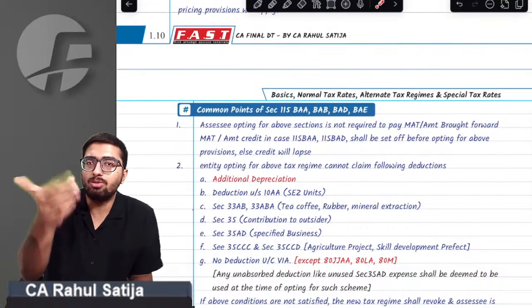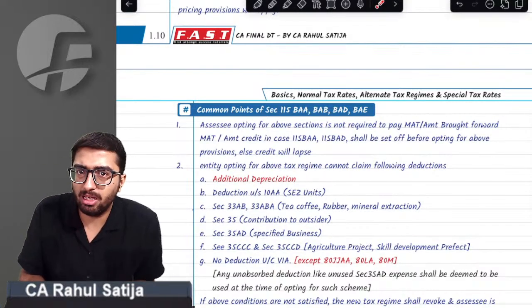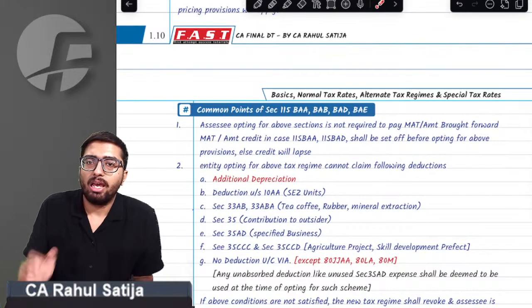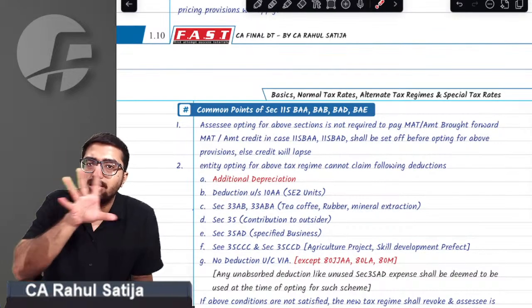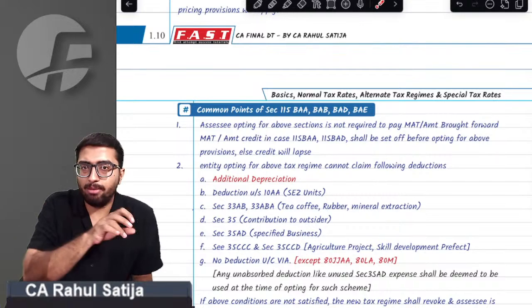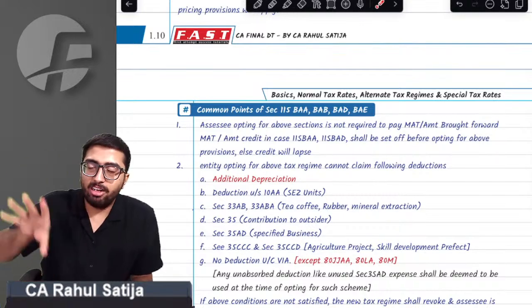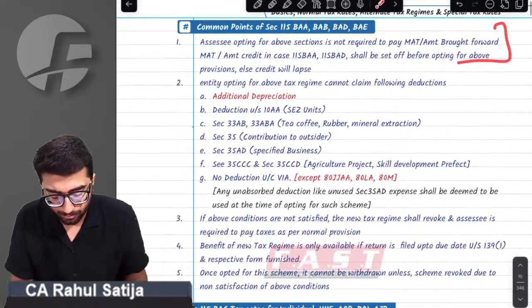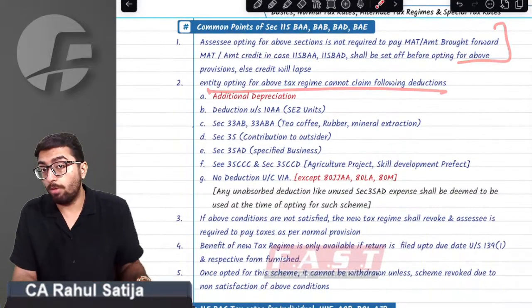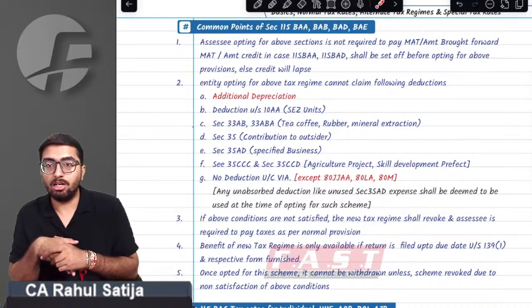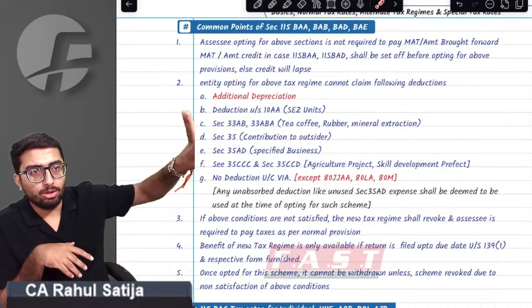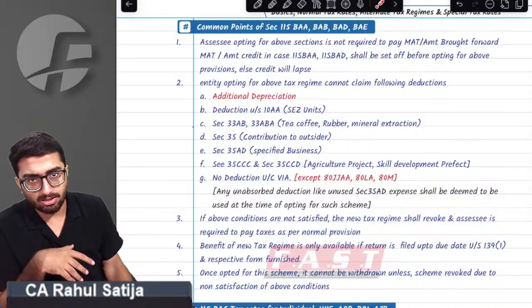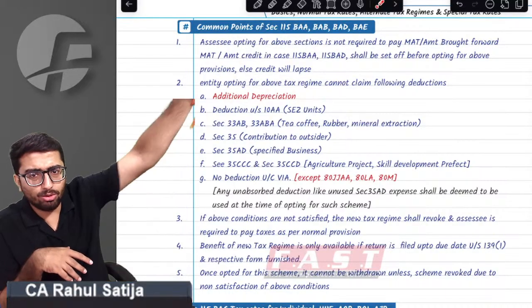So from now onwards, as soon as you fall under 115BAA, BAB, BAC, BAD, in that case, sir, no provisions of MAT and AMT will apply from there onwards. Even if you have certain MAT credit, that will lapse on exercising this option. So once you opt for these special tax rates, you have to forgo certain benefits. You have to let go of certain benefits.